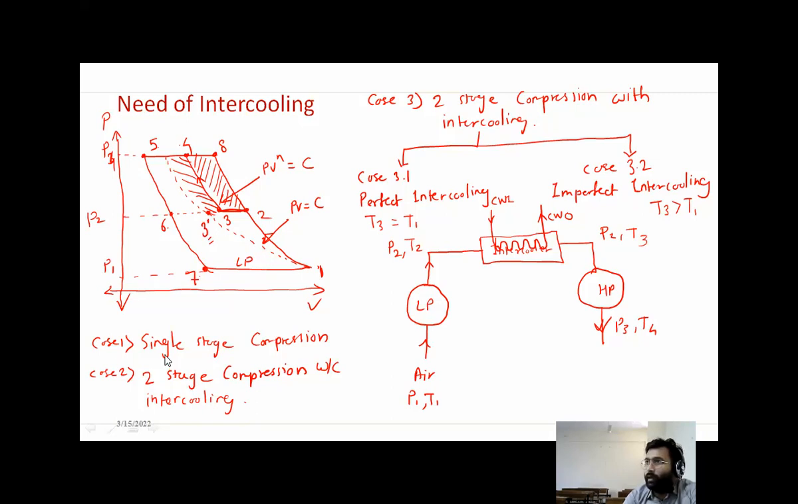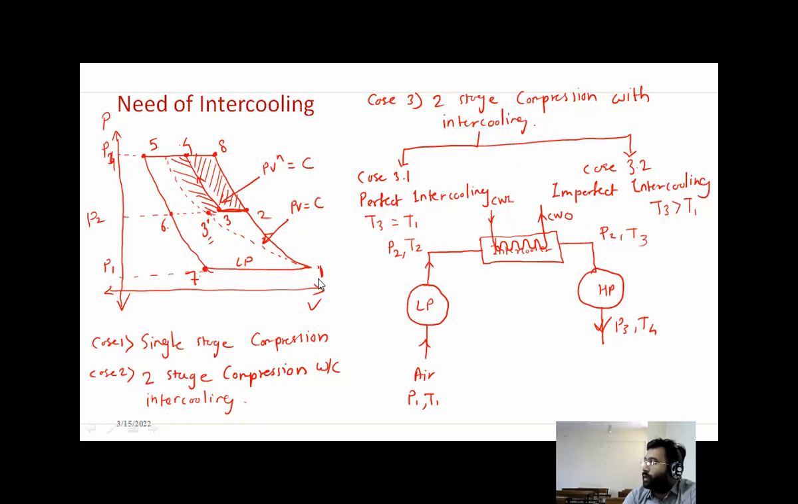पहिल्या केस मध्ये work required किती होता? पहिल्या केस मध्ये work required was 1 to 8 to 5 to 7 to 1. Correct? Second case मध्ये work required किती होता? Again 1 to 2, 2 to 8, 8 to 5 to 7 to 1. Third case मध्ये work required किती होता? 1 to 2, 2 to 3, 3 to 4, 4 to 5, 7 to 1.